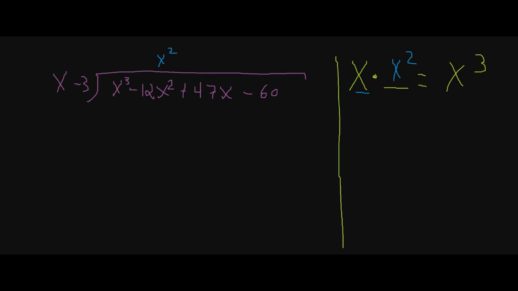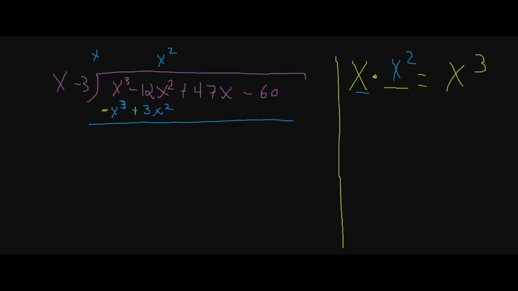Okay, and now we multiply across. What is x times x squared? Well, we know that's going to be x to the third. And now what's negative 3 times x squared? Well, that's going to be minus 3x squared. Now what we do is, if this is positive, we flip the sign, that's negative. And since this is negative, that's going to turn into a positive.